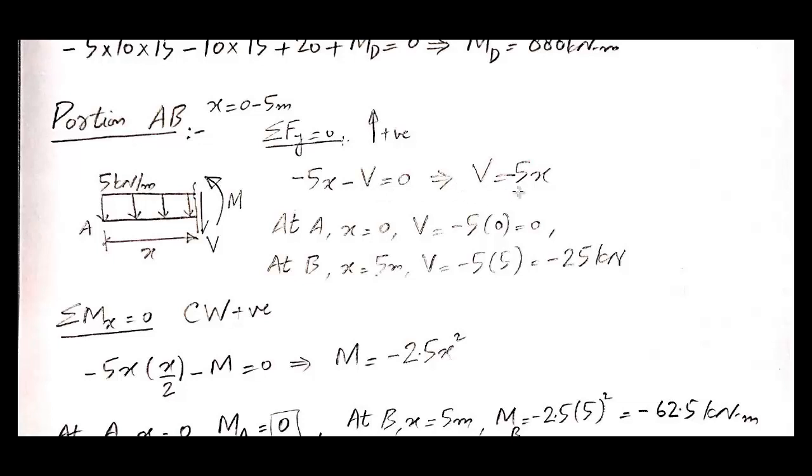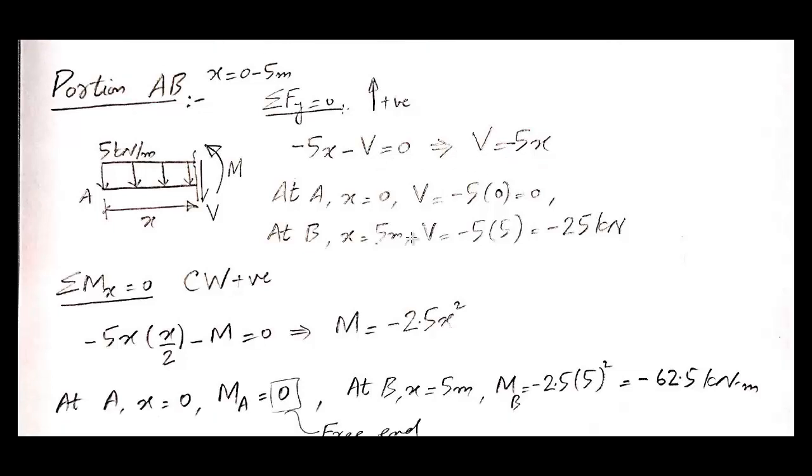This gives us V equal to minus 5x, and at A x is equal to 0 and at B x is equal to 5 meter. If we put these values of x at point A and B, we get V equal to 0 at point A and we get V equal to minus 25 kilonewton at point B.